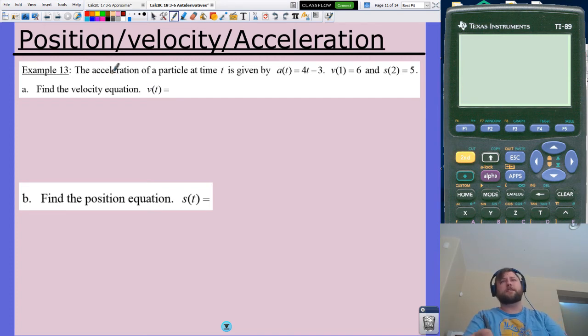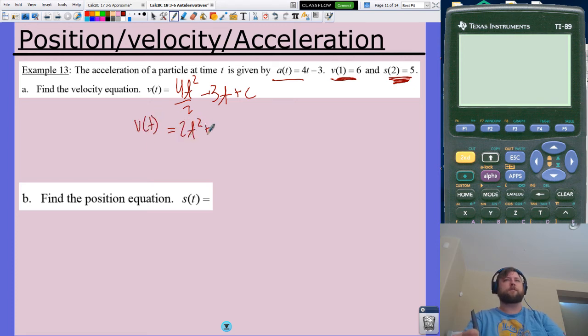For an example, the acceleration of a particle at time t is given by this, and we have some initial conditions here. This is going to help us find those plus c's. To find the velocity, I want to antidifferentiate this. It's going to be 4 times t squared over 2 minus 3t plus c, which I can rewrite as v of t is 2t squared minus 3t plus c.